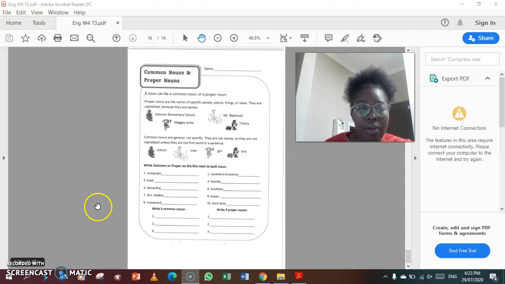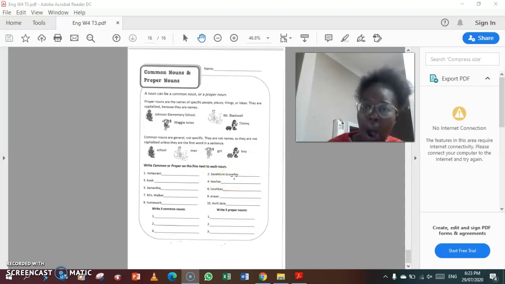When you look at your worksheet, look on the screen, write common or proper on the line next to each noun. Number one, restaurant. You either write common or proper on this line over here. Number two, Save More Groceries. This sounds like a store's name, like Spar or ShopRite or Pick and Pay. I see a lot of you in Spar. Number three is book.